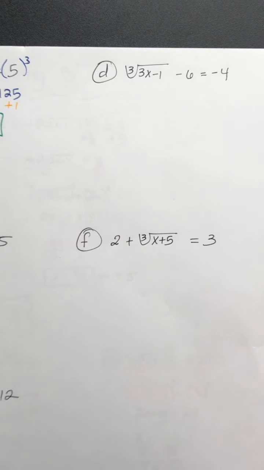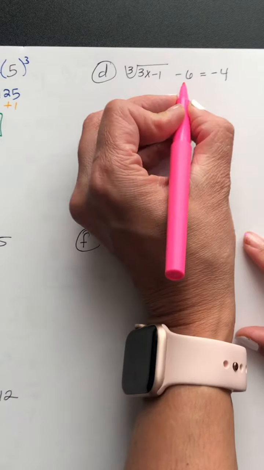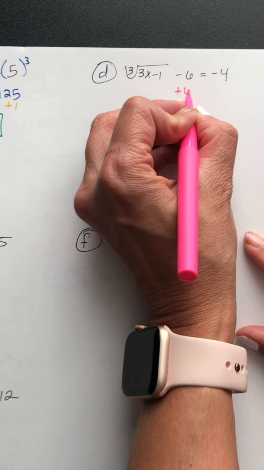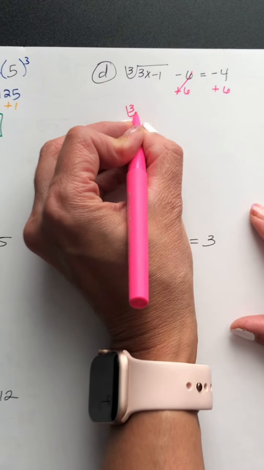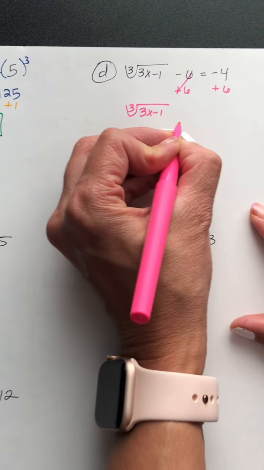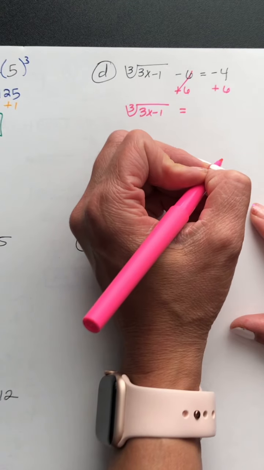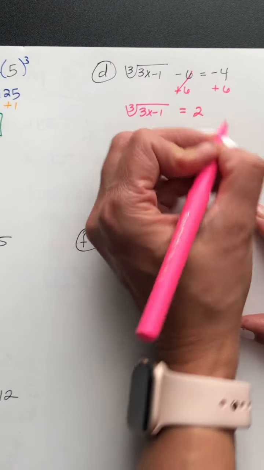All right, letter D. I'll do this one with you, so I won't make you do it in Edpuzzle. So we've got to isolate the radical first, so we need to get rid of that minus 6, so we're going to have to add it to both sides. So we'll get the cubed root of 3x minus 1 equals negative 4 plus 6 is 2.